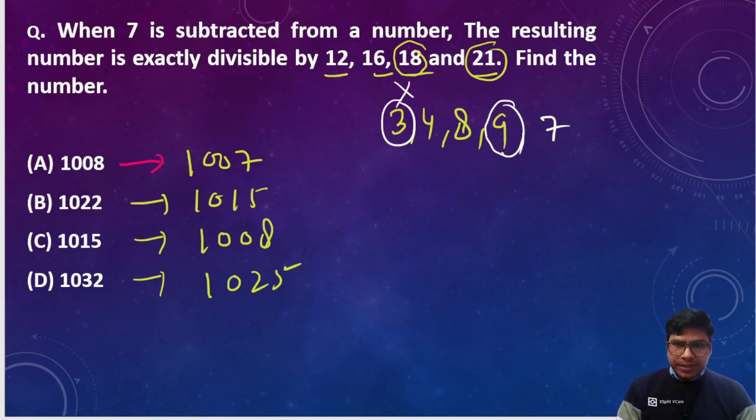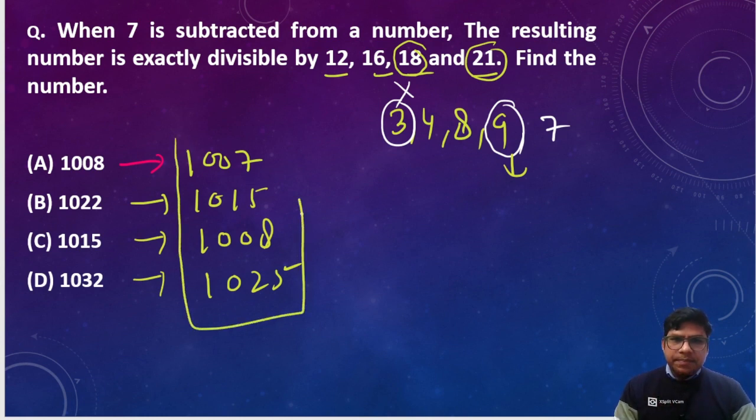So just take the divisibility rule of 9. What is the divisibility rule of 9? The sum of digits must be divisible by 9. So in these numbers, the number that is exactly divisible by 9 will be our answer. 7 plus 8, this cannot be our answer, because the sum of digits is 8. 7 plus 2, 5 plus 2 is 7, this cannot be our answer, because the sum of digits is 7.